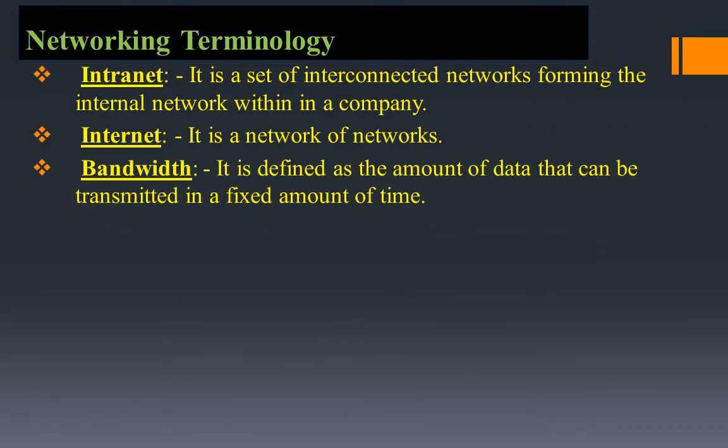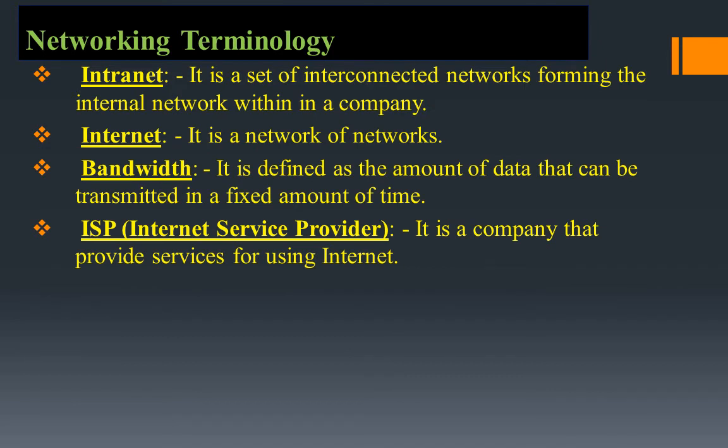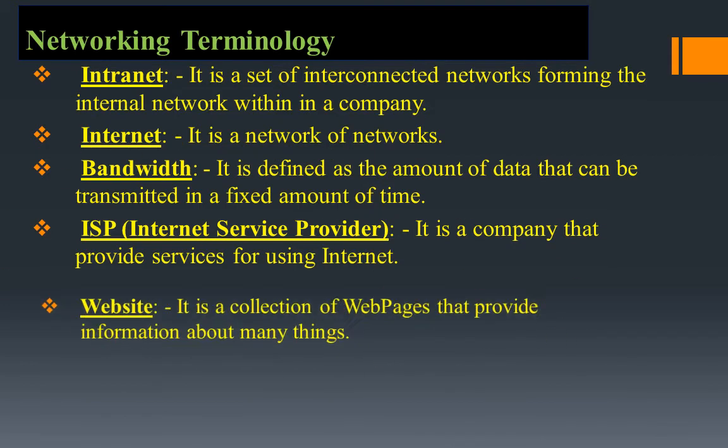The next is bandwidth. We talk about bandwidth. What is bandwidth? Bandwidth is defined as the amount of data that can be transmitted in a fixed amount of time. How can we express it? In bps, bits per second, bytes per second, kbps kilobits per second, and mbps megabits per second. Then Internet Service Provider. ISP is a company that provides service for using internet, just like Jio, Airtel, Idea, etc.